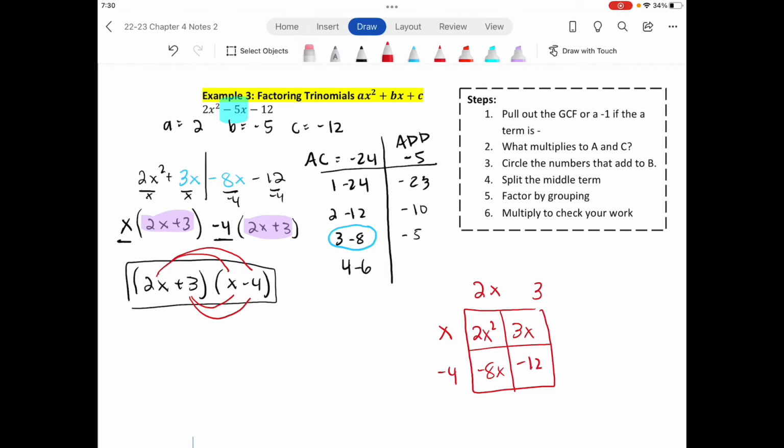Now we can look for any like terms, and we're going to combine those together. We have a 3x and a negative 8x. If we add those, we're going to end up with a negative 5x. Then we still have the 2x squared by itself and the negative 12 by itself. When we put this back into standard form, we're going to see that our solution matches the original equation. So we know we've done our work correctly.